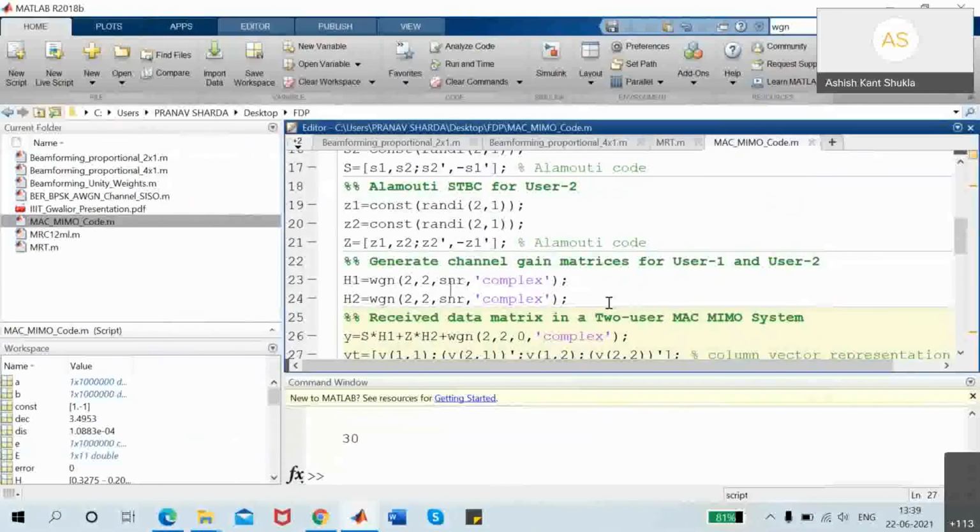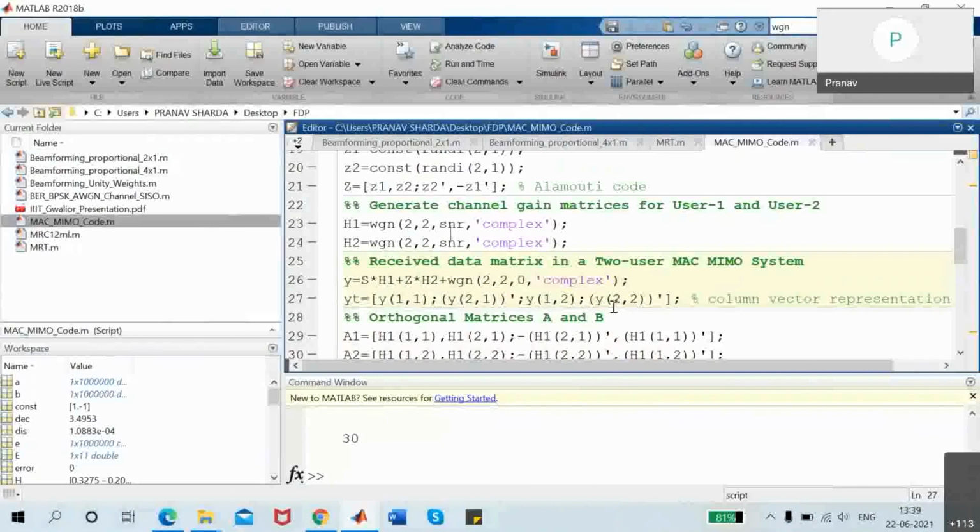I hope it's quite visible now. There should not be any issue. Yes, is it so? Okay, okay.